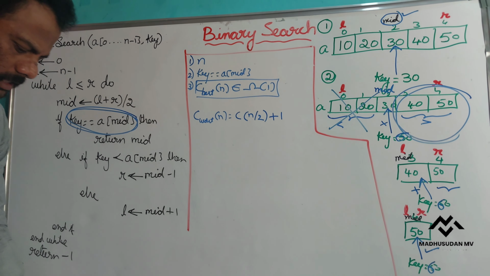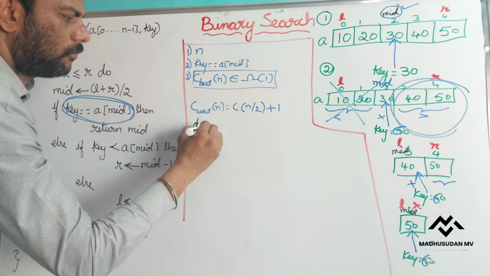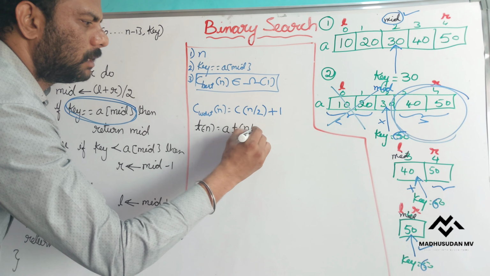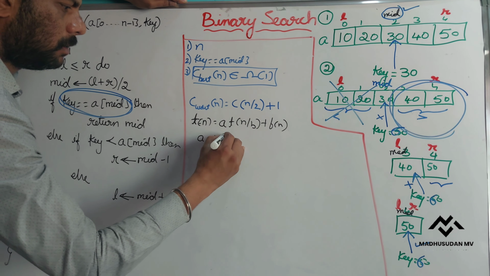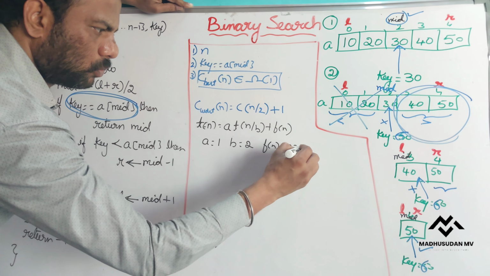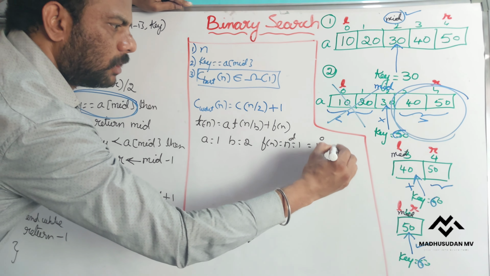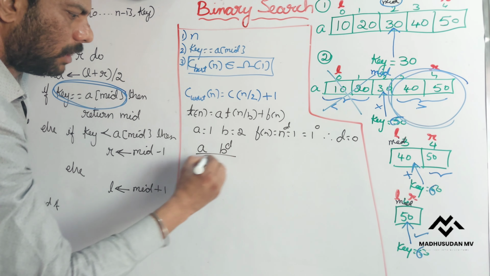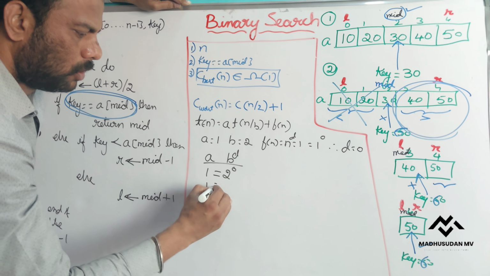Now compare this with the equation T of n is equal to A into T of n by B plus F of n. Comparing, A is equal to 1, B is equal to 2, and F of n is equal to 1. Generally the problem says F of n is n to the power of d, so 1 can be written as n to the power of 0, therefore d is equal to 0. Now I know the A value and the B to the power of d value. A is 1, B is 2, 2 to the power of 0 is 1, so 1 is equal to 1.